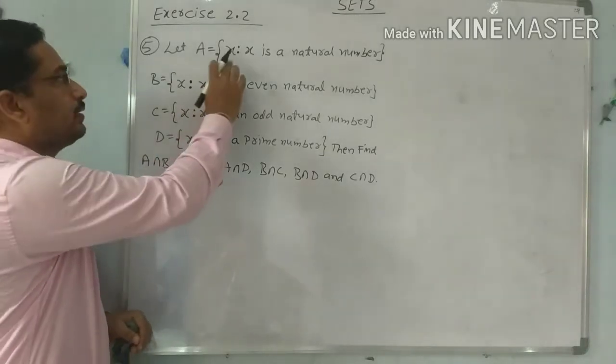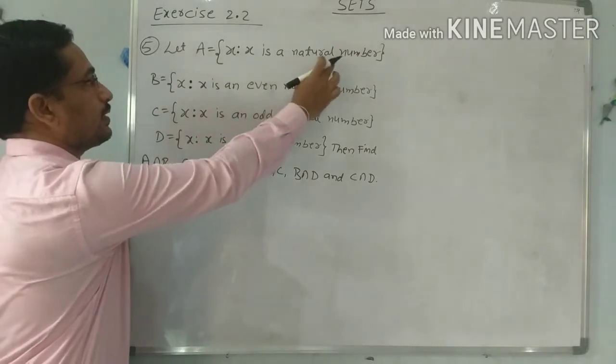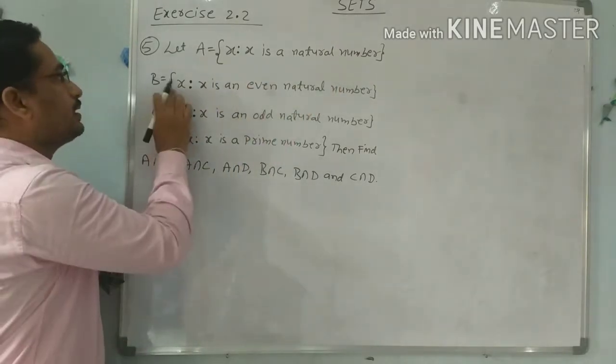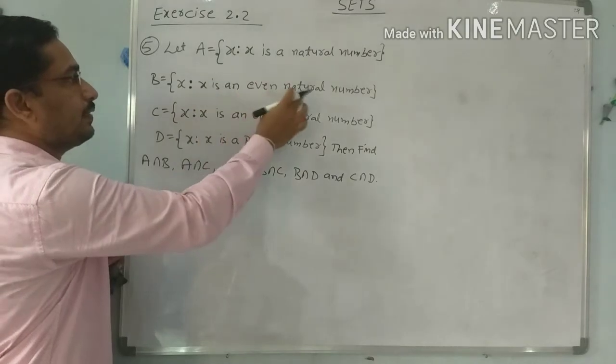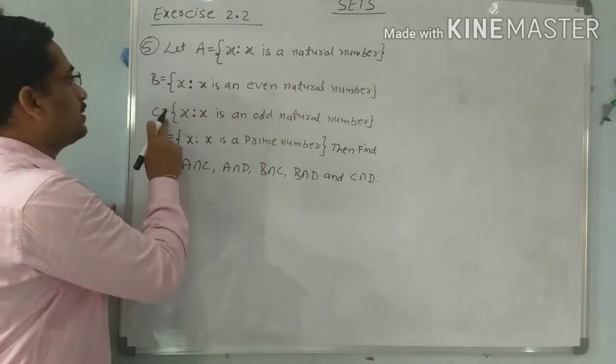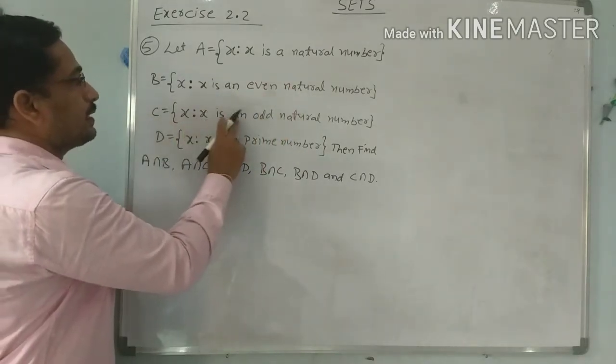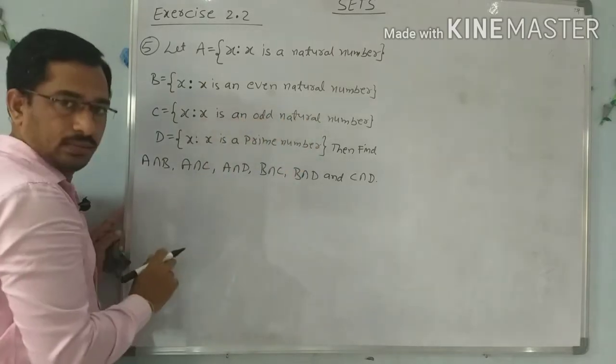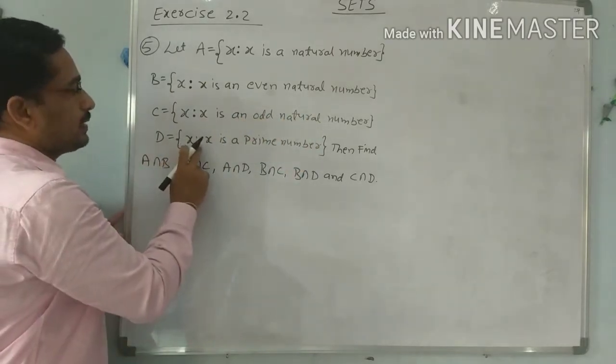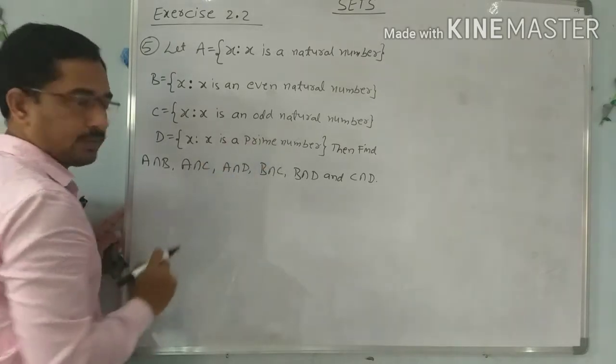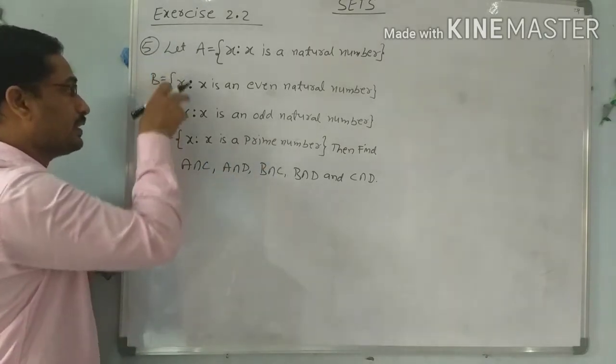A is the set of all X such that X is a natural number. Set B is the set of all X such that X is an even natural number. C is the set of all X such that X is an odd natural number. And D is the set of all X such that X is a prime number. Then find the four sets given.